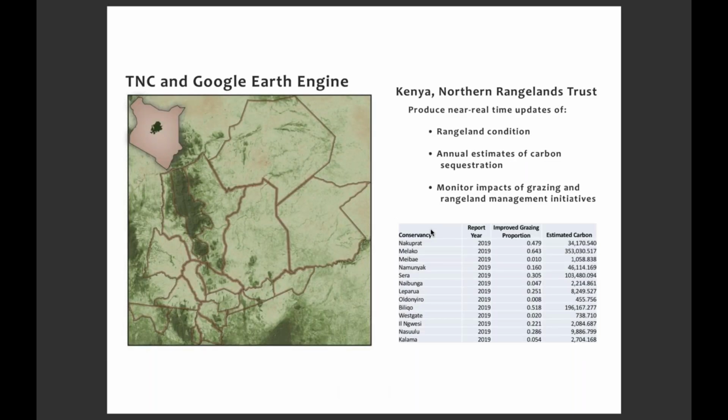Here's a real world example of how we're using Google Earth Engine. We have a soil carbon project in northern Kenya. We wrote a Google Earth Engine script to analyze rangeland conditions using NDVI. Some of you may know that it's a measure of photosynthesis in plants. And NDVI can be correlated with soil carbon storage.